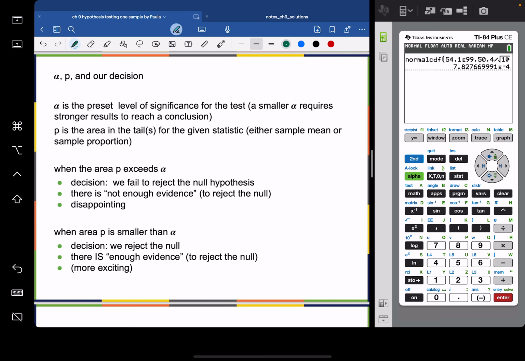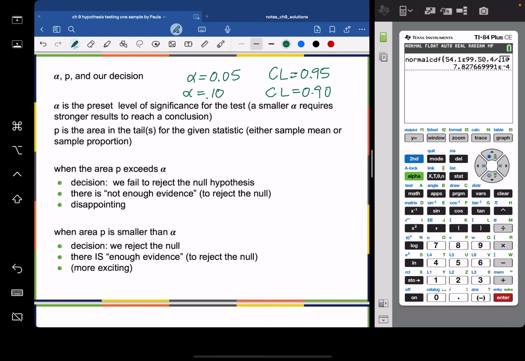Alpha is the preset level of significance for the test. And often we'll have an alpha of 0.05. That's a pretty popular one. Just like last time we had the confidence level of 0.95 was a very popular one, although we sometimes had a confidence level of 0.90, and that would be associated with an alpha of 0.10.